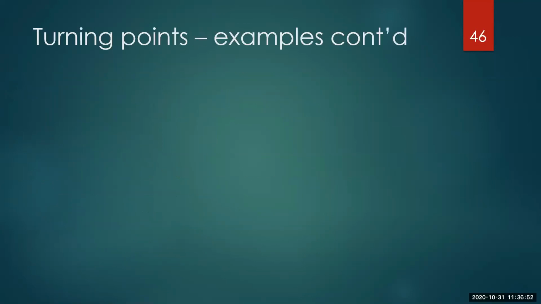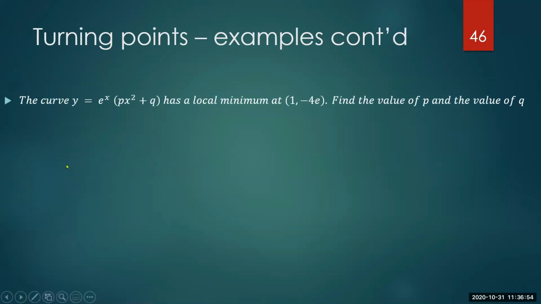Okay, so here's a few more examples of turning points. The curve y is equal to e to the power of x into (px squared plus q). That curve has a local minimum at (1, -4e). Find the value of p and the value of q. So this is a slightly different twist on it. Here we're given the point, we're told it's a local minimum, and we just need to solve for p and q.